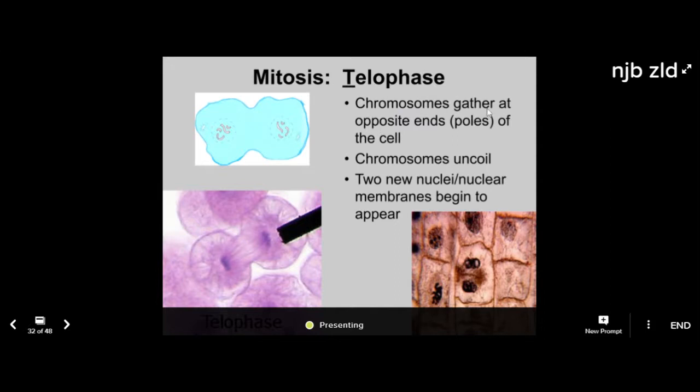Telophase. The chromosomes gather at opposite ends. Notice they're in opposite ends. And they uncoil. New nuclear membranes start appearing around both of these. In here, you'll notice this is cytokinesis. We're starting to squish in the middle here. In a plant cell, what forms is what's called a cell plate. Since they don't pinch in, because they have a cell wall, they have to start building a new cell membrane and new cell wall to separate them. And that's how plants do it. It's like they're putting up drywall to make that new wall. And that's called a cell plate.